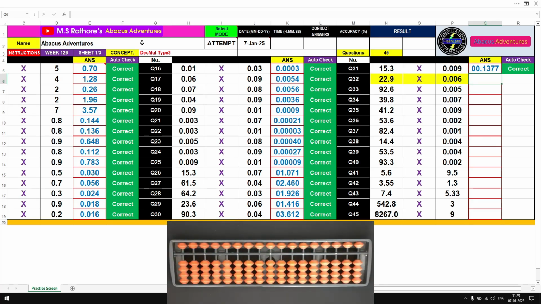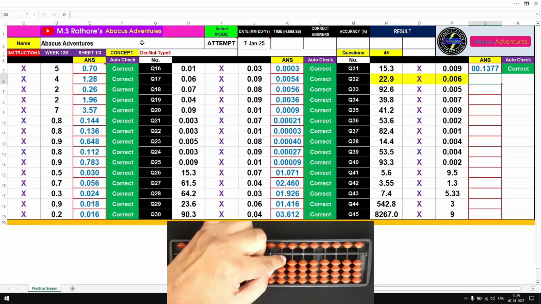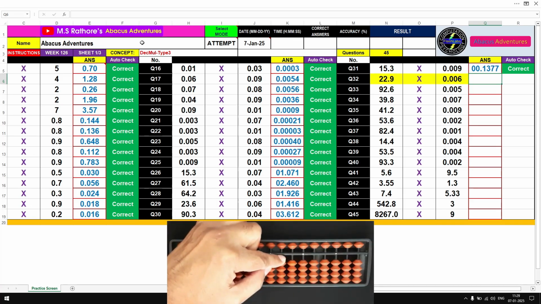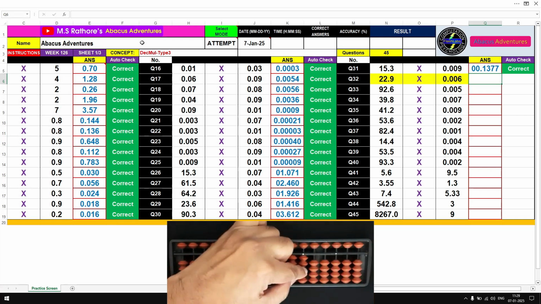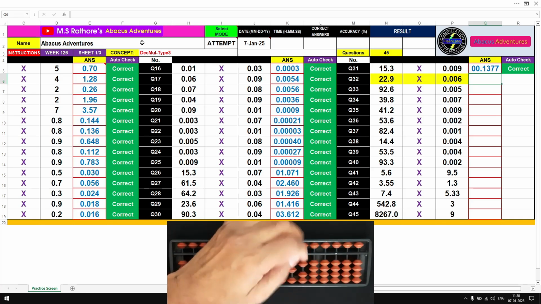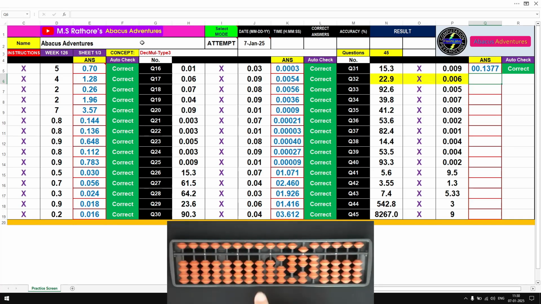Question number 32, 22.9 multiplied by 0.006. The same rules apply here. We have to begin from rod number 0 because 2 minus 2 is 0. So from right to left it is 6 multiplied by 229. Rules of 1 by 3 multiplication apply here. 6 2s are 12, 6 2s are 12, 6 9s are 54. And the answer is 0.1374.